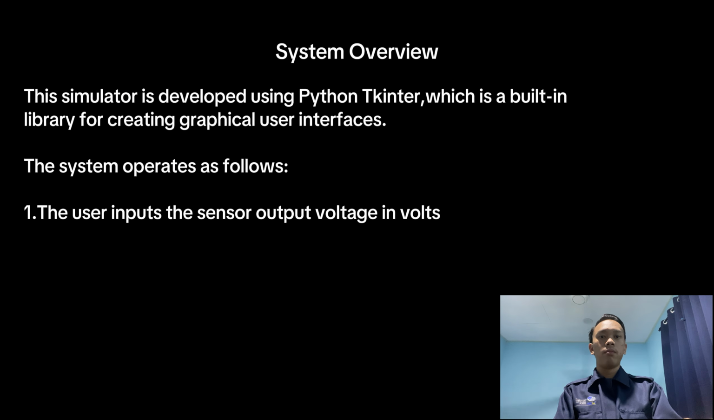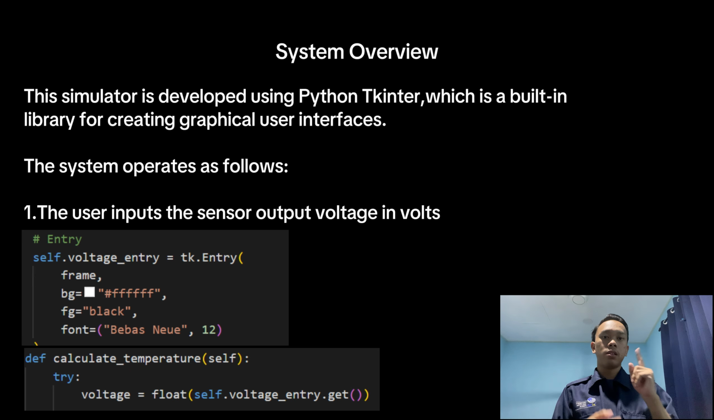System overview. This simulator is developed using Python Tkinter, which is a built-in library for creating graphical user interfaces (GUI). The system operates as follows. First, the user inputs the sensor output voltage in volts.